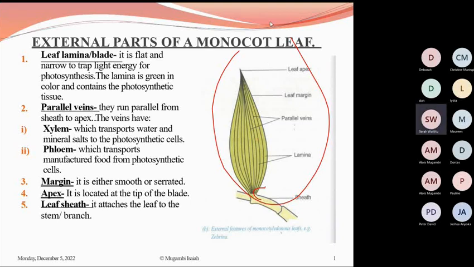Okay, I was asking if you can say that in a monocot leaf, we have a sheath, while in a dicot, we have a petiole, we don't have a sheath. Yeah, good. A clap for her.